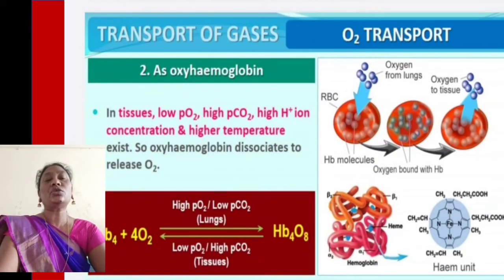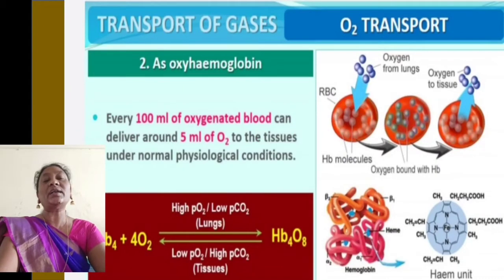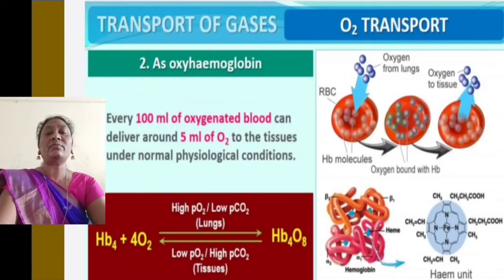In the tissues, there is a low PO2, high PCO2, high H+ ion concentration and a higher temperature. So oxyhemoglobin dissociates with the release of oxygen, Hb plus 4O2, a reversible reaction. Every 100 ml of oxygenated blood can deliver nearly 5 ml of oxygen to the tissues under normal physiological conditions.